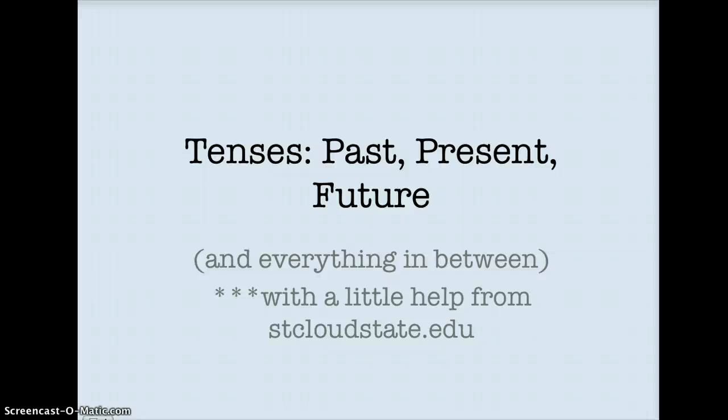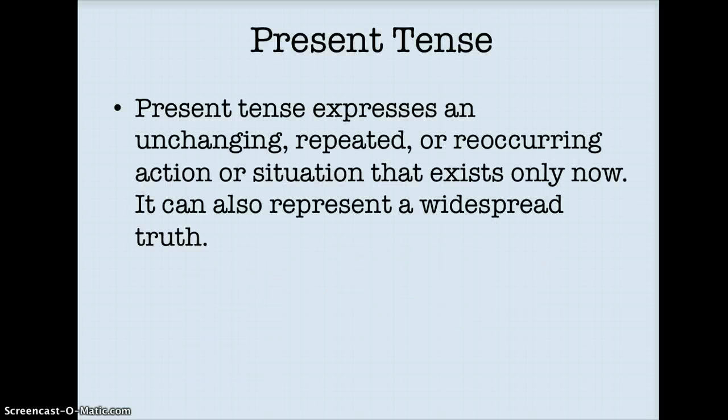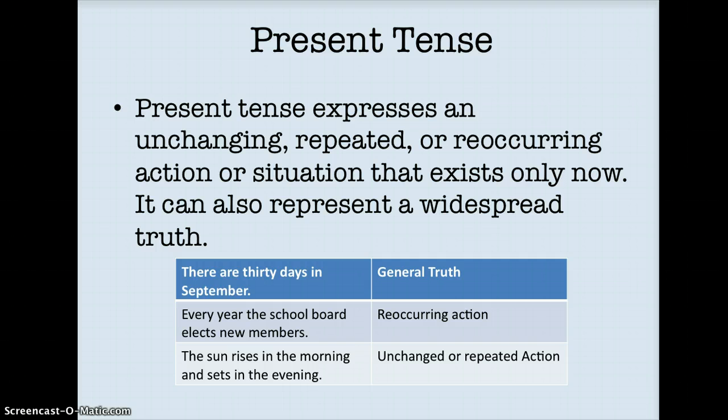Okay, today we're looking at tenses. We're going to talk about past, present, and future, and everything in between. So, present tense. Present tense expresses an unchanging, repeated, or recurring action or situation that exists only now. It can also represent a widespread truth. So we have a couple of examples.